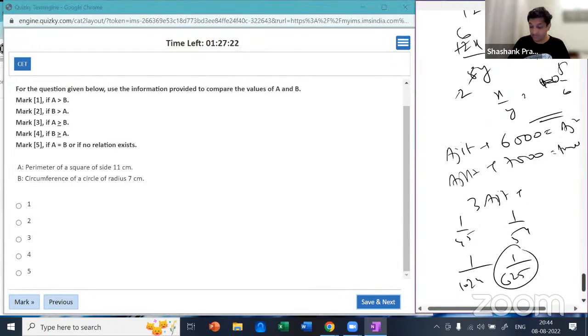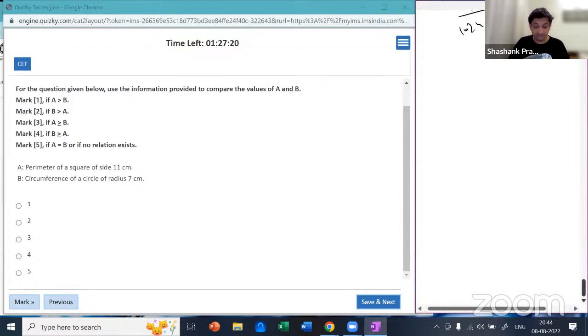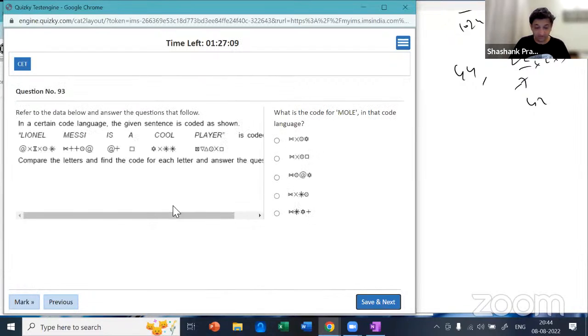Okay, perimeter of a square, again an easier question. The perimeter of a square of side 11 is 44. Circumference of a circle of radius 7 is 2 pi r, which is 44. Both of them are equal.